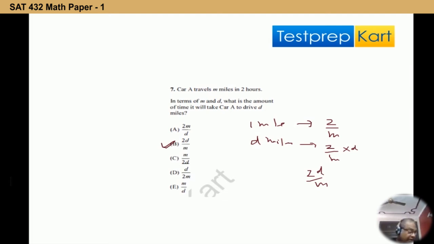Now here, what is important is the relationship between time and distance. When a car travels m miles in 2 hours, 1 mile is covered in 2 by m hours, and d miles is covered in 2 by m into d, which is 2d by m.